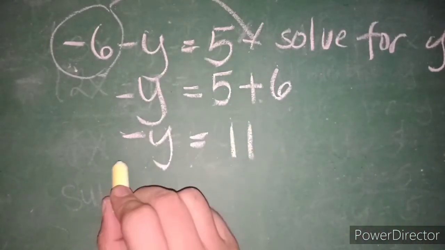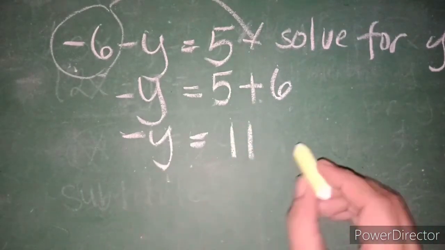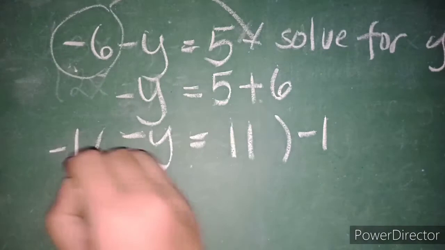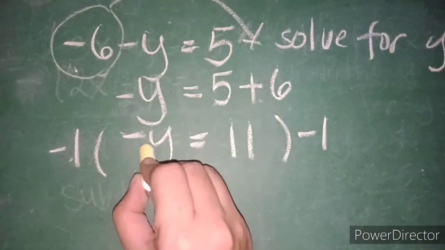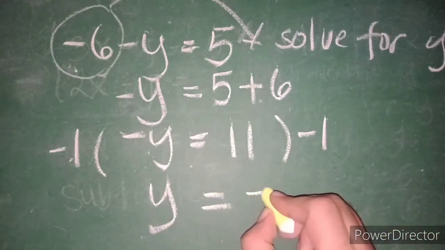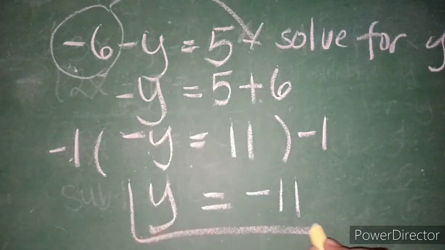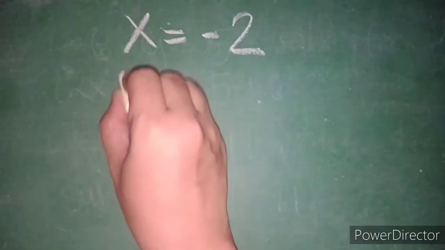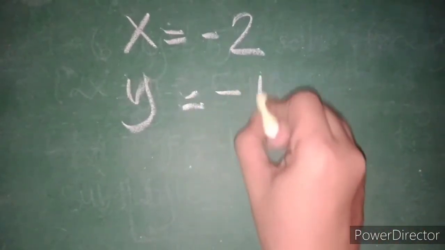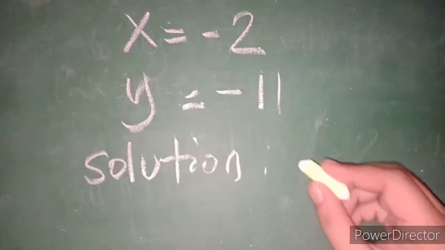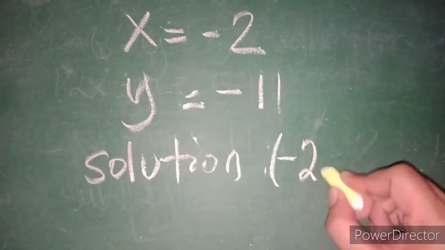So, meron tayong negative y. So, para maging positive, ang gagawin natin is imumultiply natin siya both left and right side of the equation ng negative 1. The negative 1 times negative y is positive y equals 11 times negative 1 is negative 11. So, ang value ng y natin ngayon is negative 11. Okay, since nakuha na natin yung value ng x which is negative 2 and ang value ng y is negative 11, ang solution ng system of linear equations natin ngayon is (negative 2, negative 11).